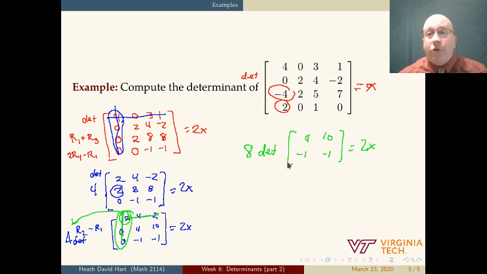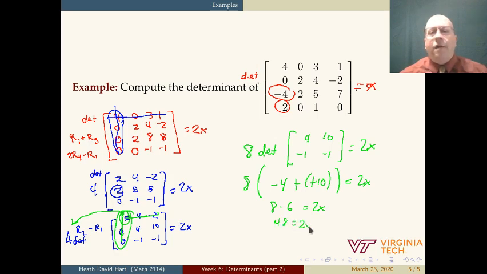Now that we're down to a 2 by 2 determinant, though, we can solve this. This is negative 4 minus a negative 10. Negative 4 minus negative 10 is negative 4 plus 10, which is 6. 8 times 6 is equal to 2x. 48 equals 2x. And so x is equal to 24. The determinant of this matrix is 24.